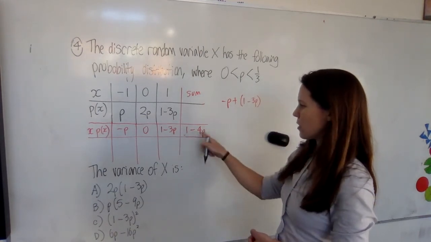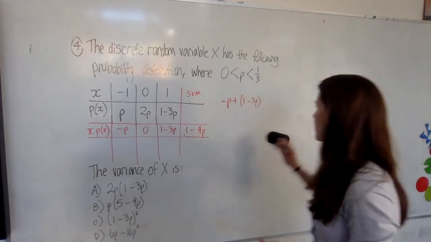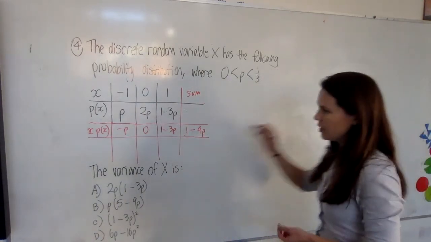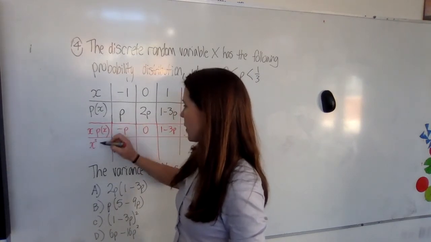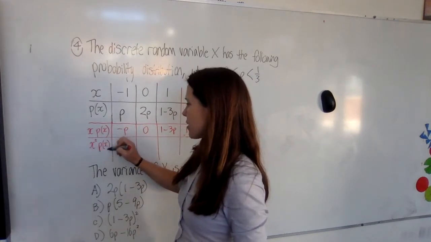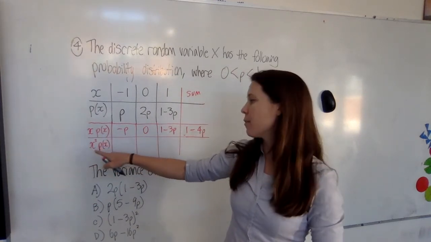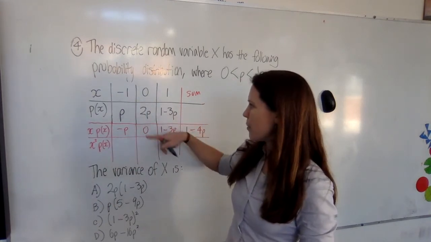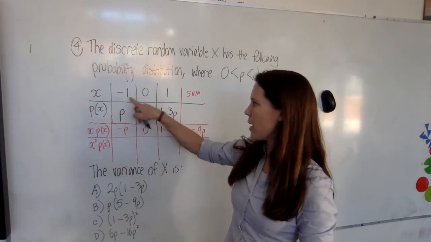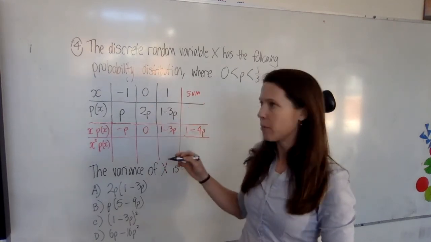Now, I don't really want to take that away from each score and then square it, because that just looks too tricky. It's going to be much easier to find x squareds and multiply them by the probabilities. You can do this in 2 lines and find x squared first, then multiply each x squared by the probabilities. But because I'm dealing with such simple numbers here, if I square these, I'm going to get 1, 0, and 1. I'm just going to multiply them straight away by the probabilities.